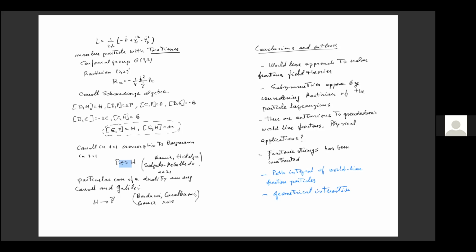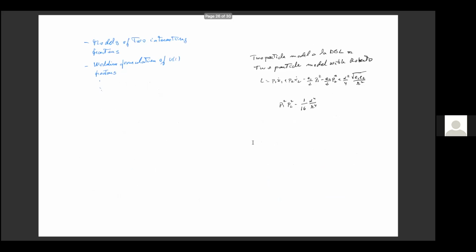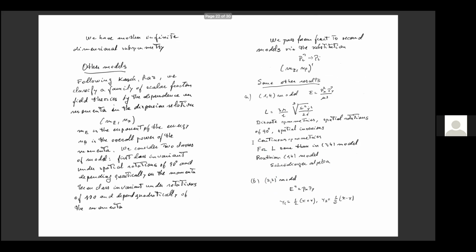In our paper we also construct some fractonic strings. The Nambu-Goto string has two constraints, essentially p squared plus x prime squared, and there is another constraint that is the scalar product of p and x prime equal to 0. We generalize this in the fractonic sense, not having something that is quadratic, and I can tell about this if you wish.